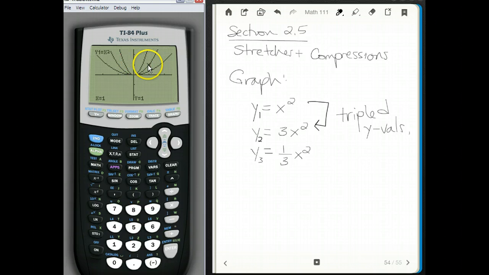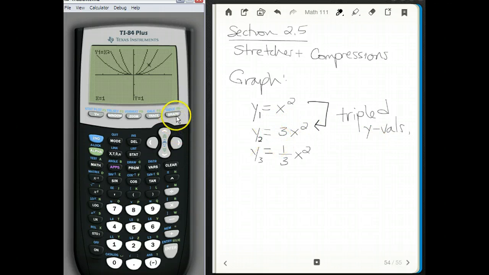But on the 3x squared graph, y2, it gives me an output of 3, which is way up here. It's stretched and pulled up the y values like that. So that right there is an example of a stretch. We have pulled up what the graph is doing. We've stretched it up and multiplied all of the y values by some kind of number. We've multiplied it by this 3 in this case.